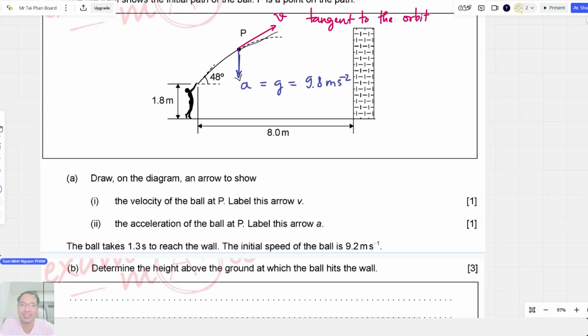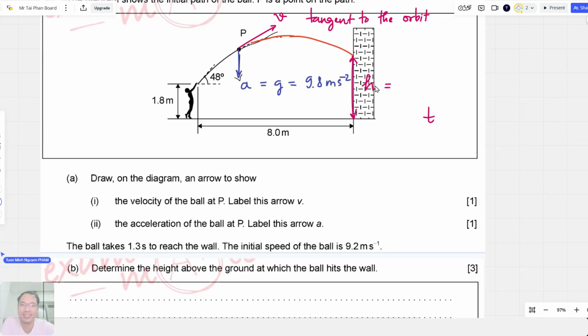Let me choose a different color. I think the red color. Okay, continue drawing the orbit. It might go down like this. The question asks for this height when it hits the wall. I think we need to know how long it will take to reach the wall. To find this height, we need to find the time.